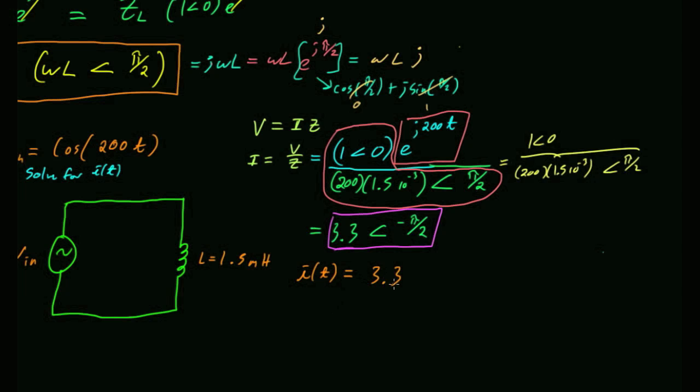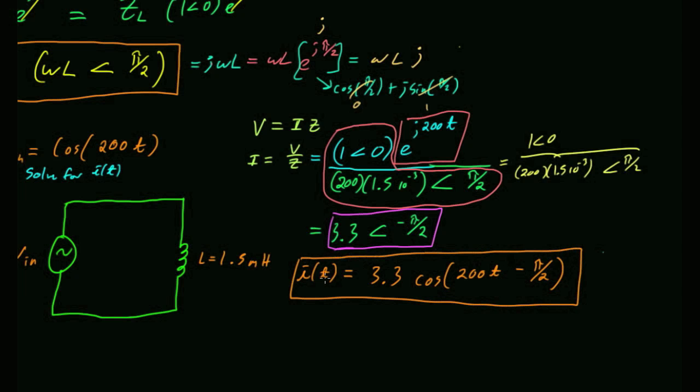.3 cosine 200t minus pi over 2. No integrals. No integrals. Yes, sir? Why is the angle now minus?